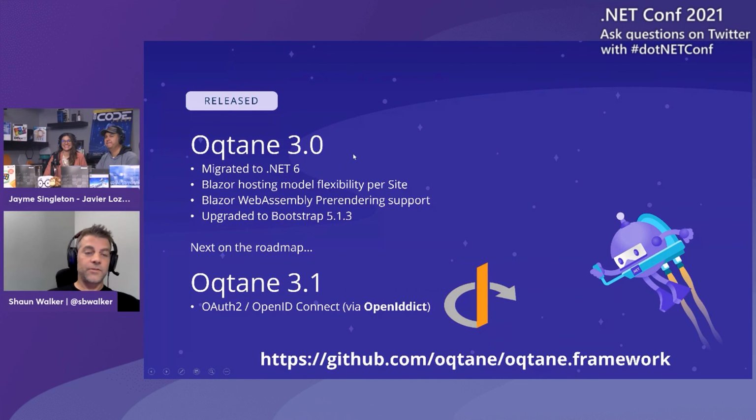Obviously, I already mentioned Octane 3.0 was released today. It was migrated fully to .NET 6. One of the new features was that you can support multiple hosting models per site. It was upgraded to Bootstrap 5.1.3. Next step on our roadmap is Octane 3.1, and that is adding OAuth 2 and OpenID support, which we're going to take advantage of the awesome work that's been done in OpenIddict, if that's the way you're supposed to say it. So I hope I still have some time for some questions.